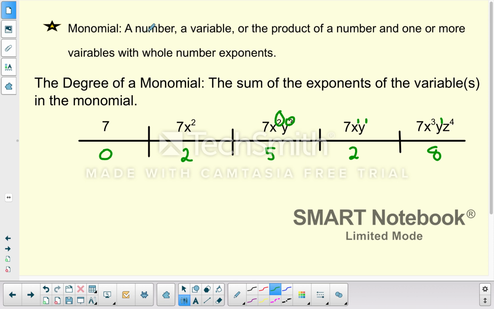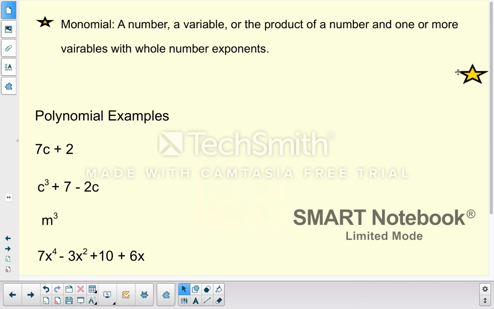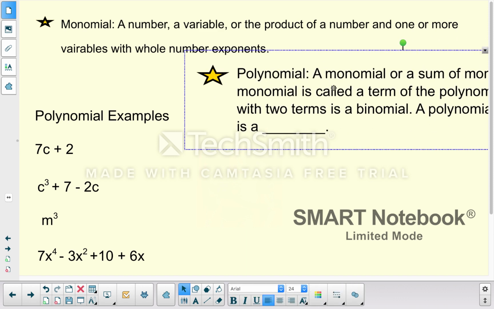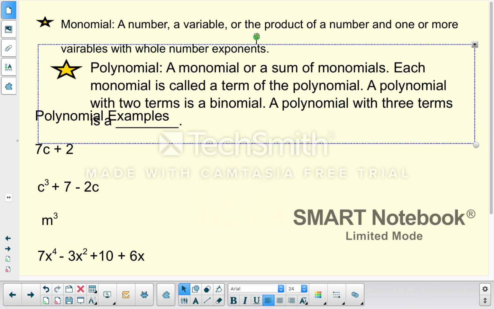Monomial: a number, a variable, or the product of a number and one or more variables. I spelled variables wrong right here. Did you notice that? With whole number exponents. And then finally, the degree of a monomial. That's the sum of the exponents of the variables, or I guess variable, in the monomial. Monomial, we know what that is, I think, by now. I'm not going to say it again. But this is probably the more important term.